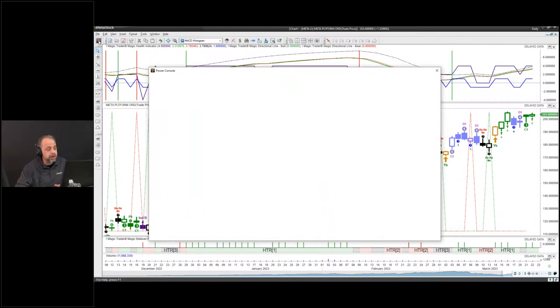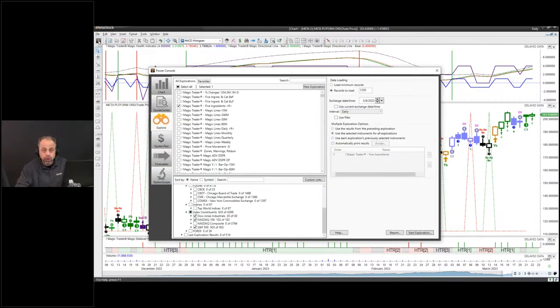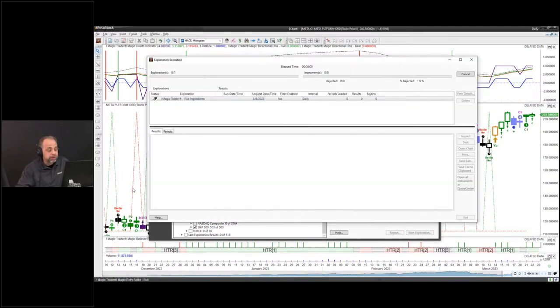If you're not familiar with MetaStock, that's okay. We call it explorations. I've been asked why we call it explorations. I have no idea. But I'm going to click on the scanning tab, and I've just done the Magic Trader 5-ingredient scan. Now I've got this ready to run. Here I've got it set against some index constituents, which is really easy to do in MetaStock. I've set it to run against the Dow Jones Industrial, the NASDAQ 100, and the S&P 500. So I'm going to start the exploration here, and I'll show you exactly what everything looks for.